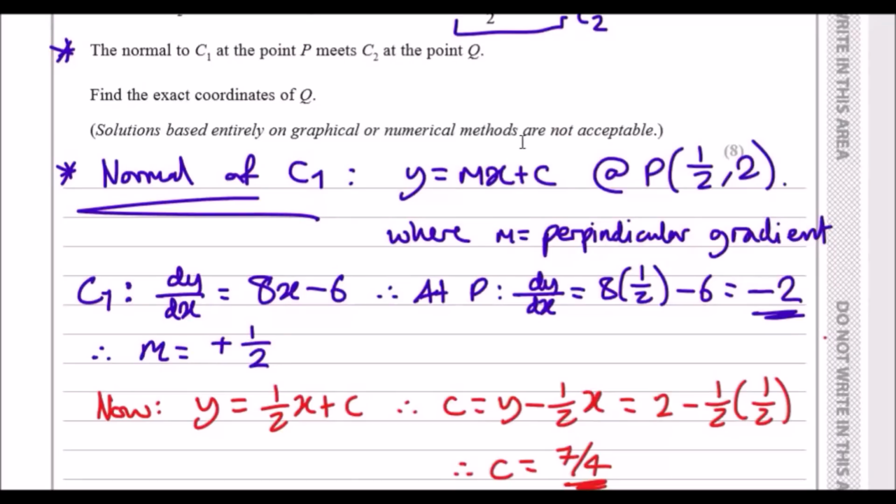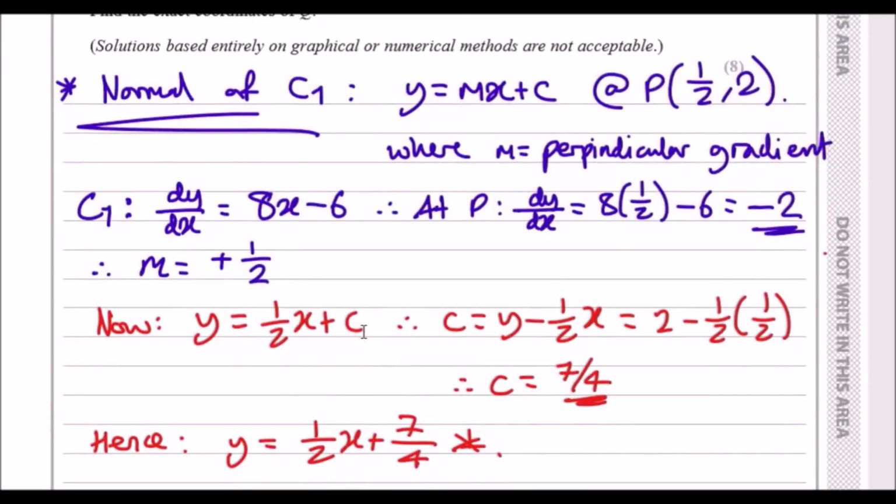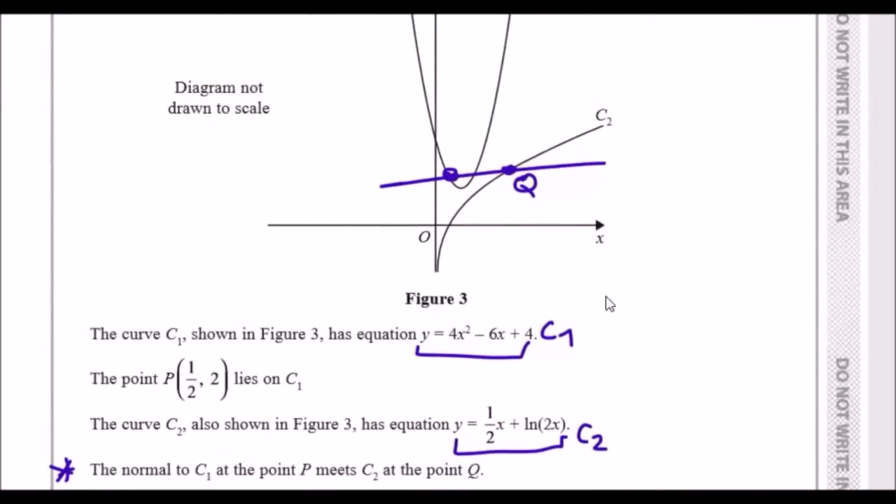Now if we put m back into the equation, we have y equals half x plus c. Straightforward. And now to find the y-intercept, i.e. the c value, just make c the subject, like I did here. Pick the coordinate p again, because we know one of the coordinates of p, which is here.